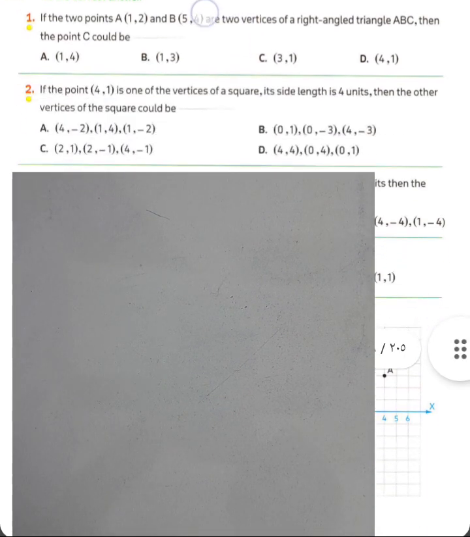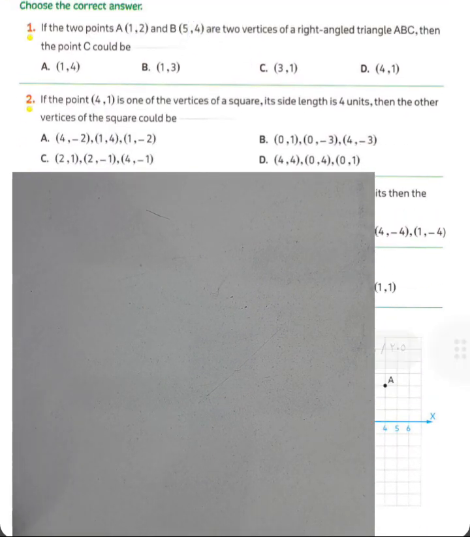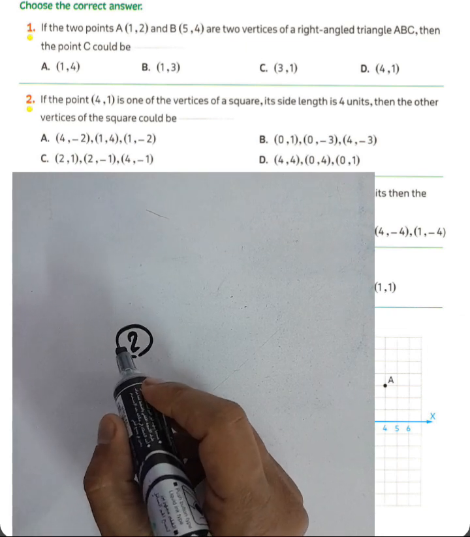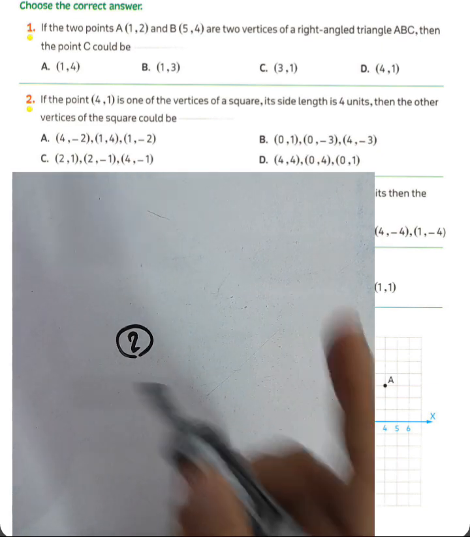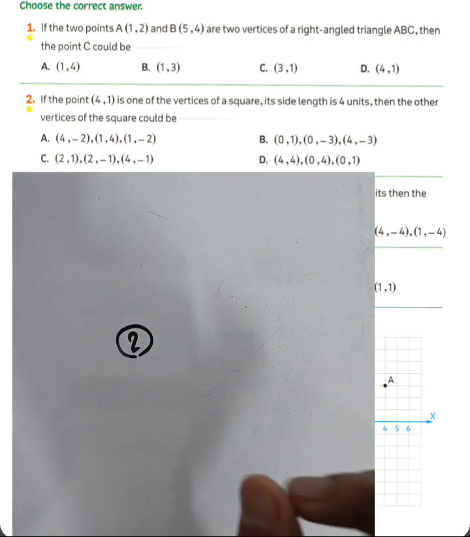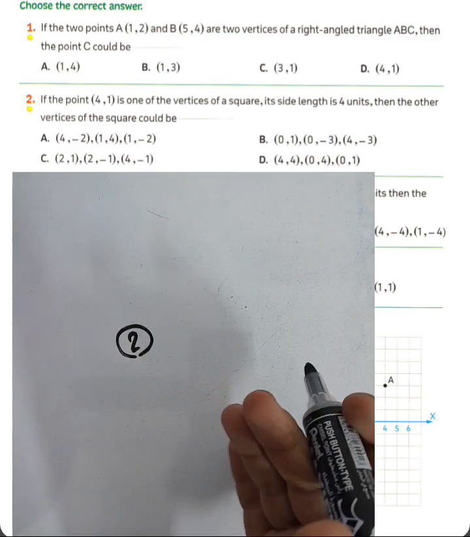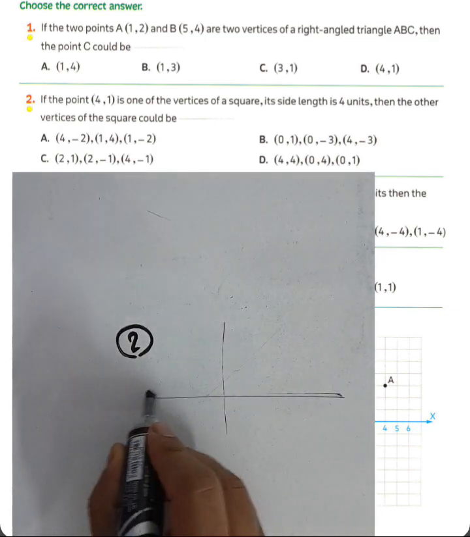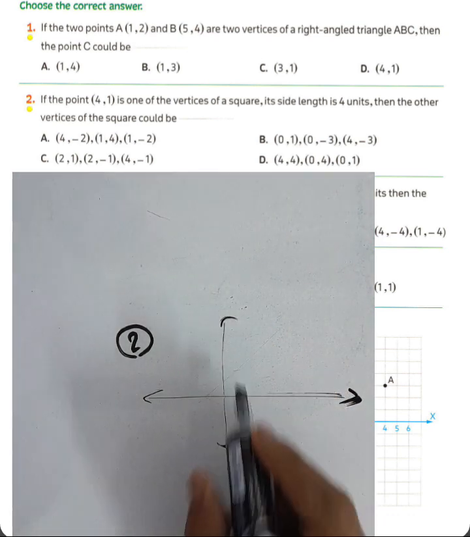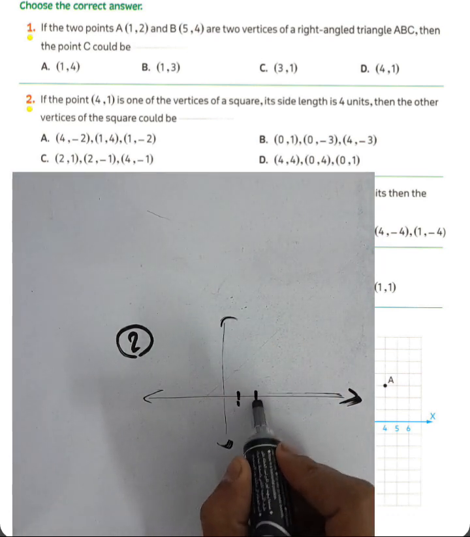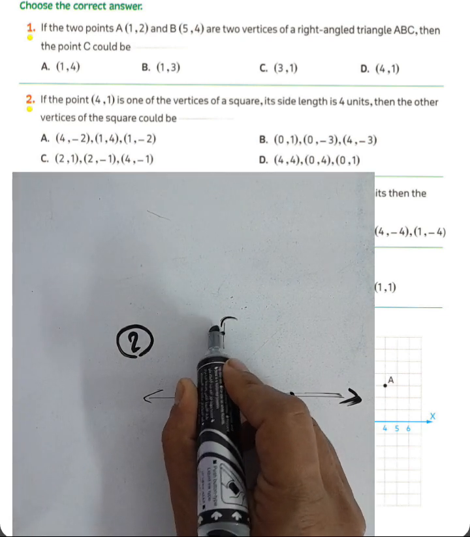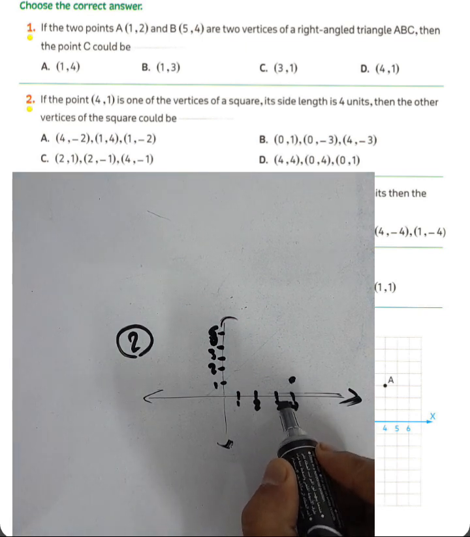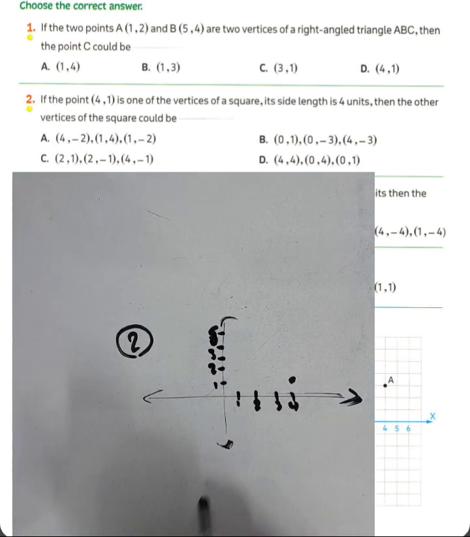Question number 2. If the point 4 and 1 is one of vertices of square, its side length is 4 units, then the other vertices of the square could be what? Okay, the first point was 4 and 1, right? 1, 2, 3, 4, 1, 2, 3, 4, and 5. First point 4 and 1 here. Second point will be what? We can write 1 and 1.